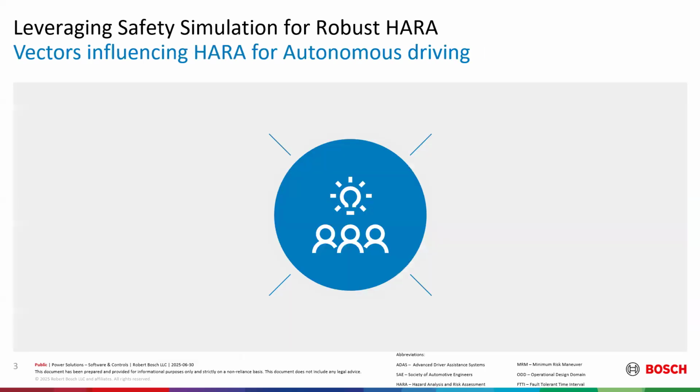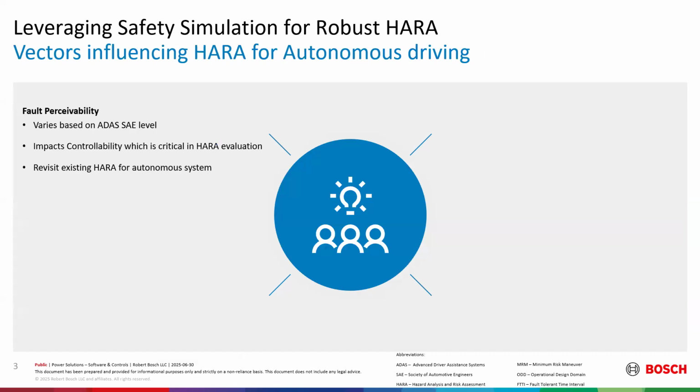So what are the new vectors that are influencing HARA in the autonomous world? First is fault perceivability. Based on SAE levels, we might have a driverless system, which means the controllability rating that we give in the risk assessment varies a lot based on the SAE level. So we have to revisit the existing HARA, even though the components remain the same from the traditional vehicle. We might have to come up with new safety concepts needed for the autonomous system.